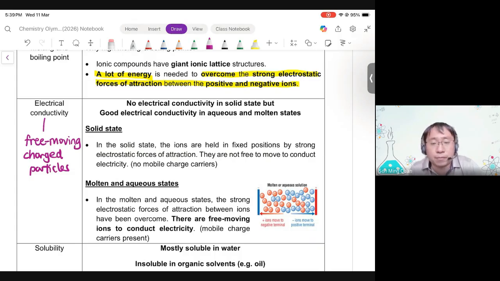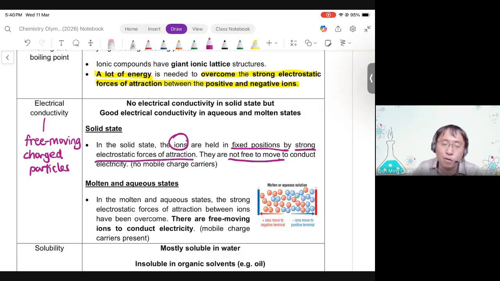Ions are charged. But the difference is in the solid state, the ions are held in fixed positions. You know that particles in a solid vibrate about fixed positions. They are not free to move. So the ions are the particles. Ions are particles in ionic compounds. So the ions are held in fixed positions by strong electrostatic forces of attraction. Therefore, in the solid state, the ions are not free to move to conduct electricity. We say that in the solid state, there are no mobile charge carriers. Mobile means free moving. Okay?